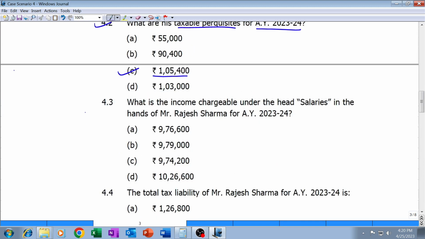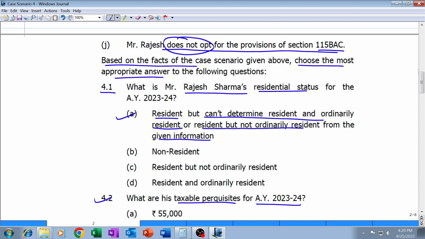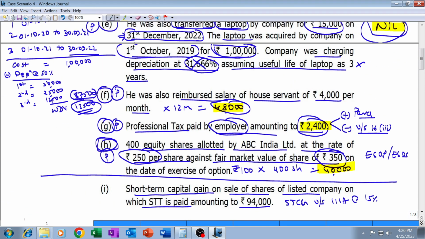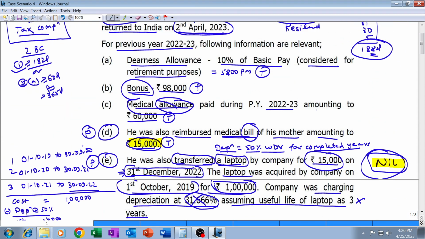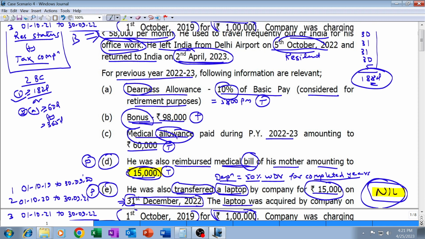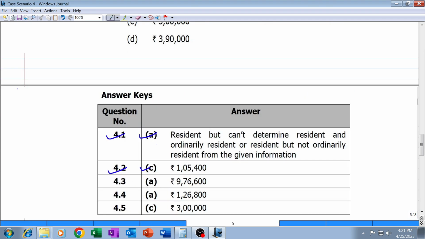Okay, next is 4.3. What is the income chargeable to tax under the head salaries in the hands of Mr. Rajesh Sharma for the AY 23-24? For income calculation under the head salary, he is not opting for 115BAC, therefore standard deduction and professional tax will be allowed. We'll have to refer to this again, quickly refer to it. I have already memorized the question. 58,000 basic salary, DNS allowance is 10% of the same, then bonus 98,000, medical allowance 60,000. So let's just calculate it out.